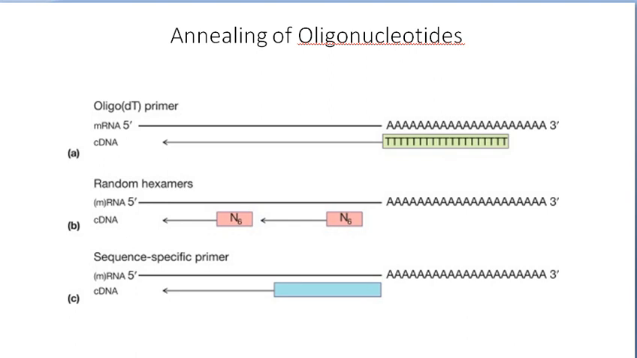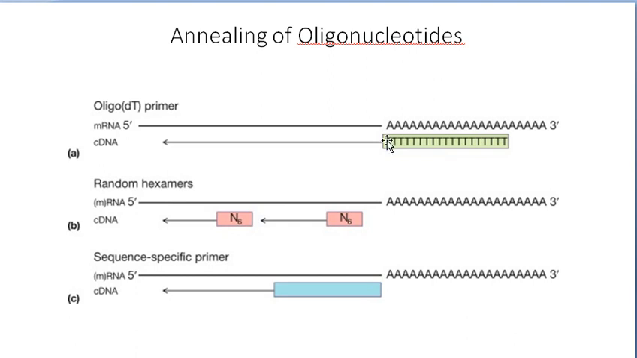The next concept is annealing of oligonucleotides. Over here we need a primer, right? So we need a primer. If the RNA has adenine, we will use deoxythymidine dNTPs as the primer. So we will have the complementary dNTP used as a primer. Usually, if you know the sequence of the RNA well, you can use some short sequences as the primer.